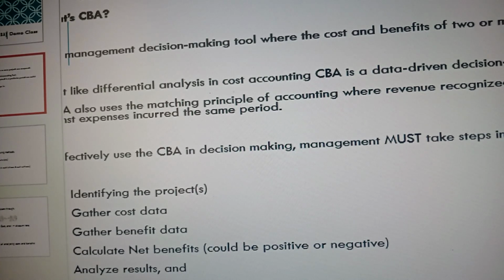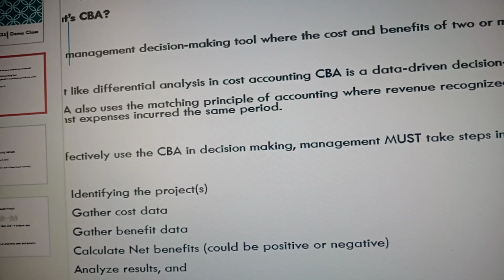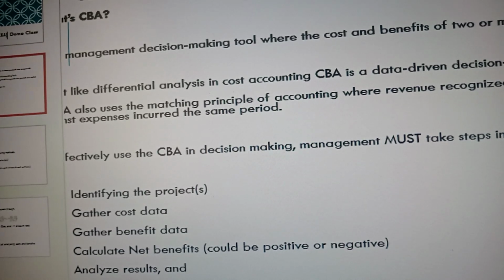For effective use of the CBA analysis in decision making, management must take steps: one, identifying the projects. They must also gather cost data, and they must also gather the benefit data, calculate the net profits, which could be positive or negative, analyze results, and finally make a decision.